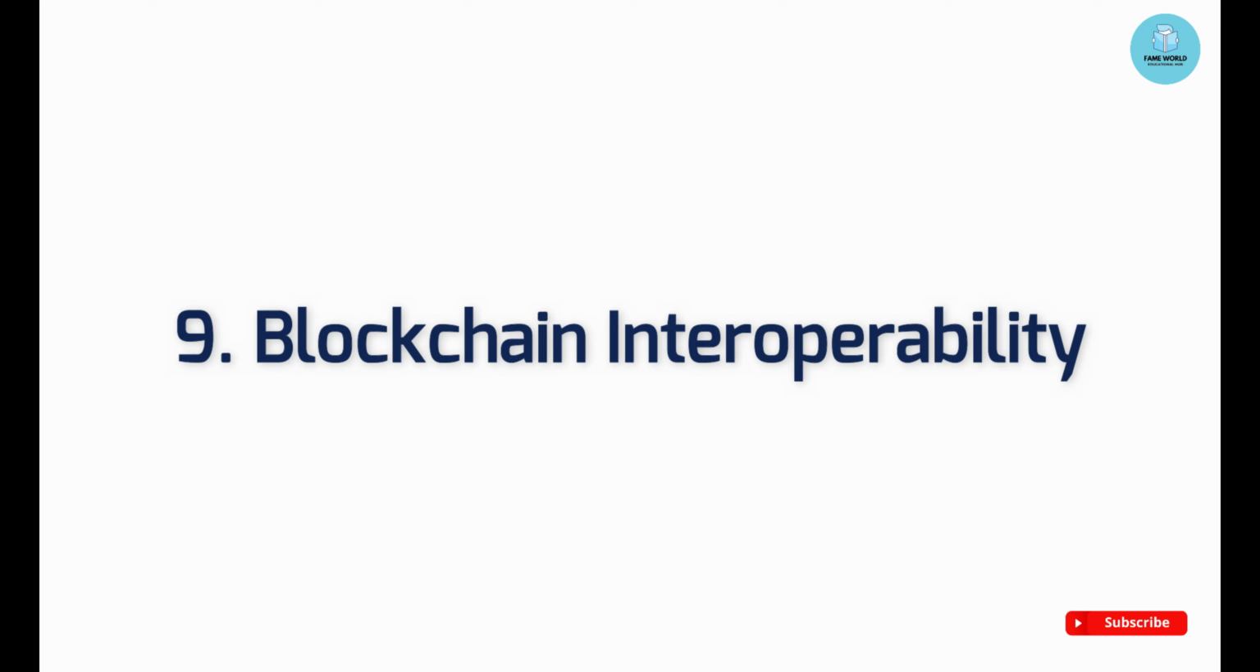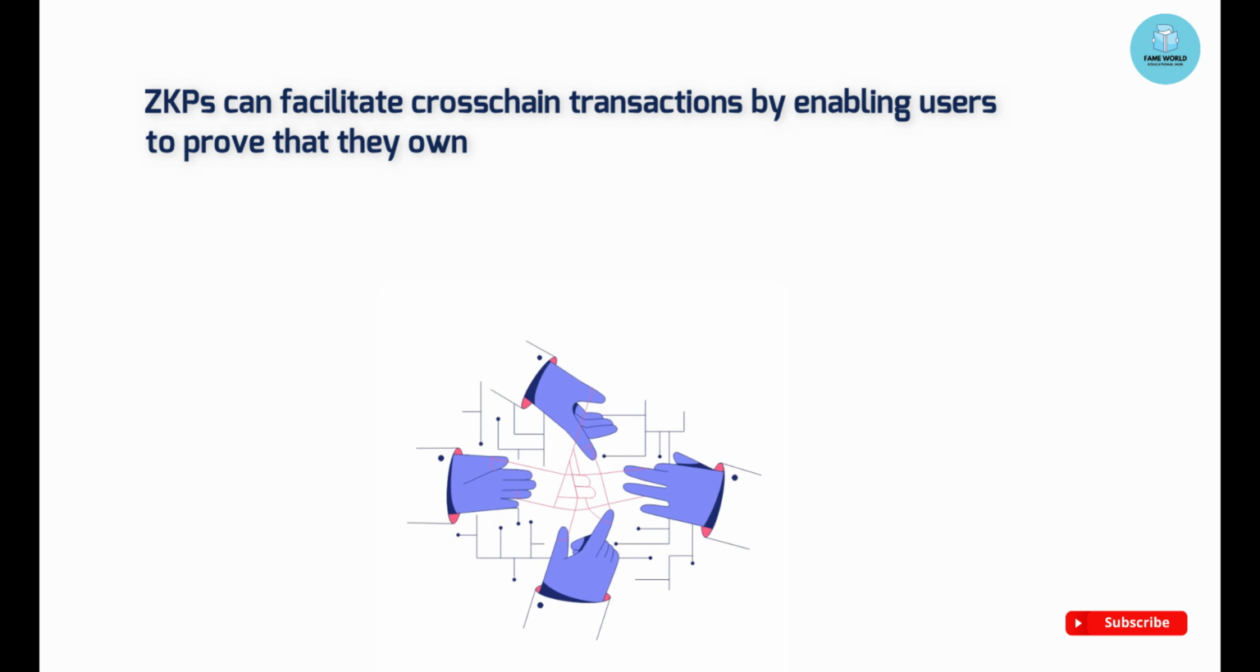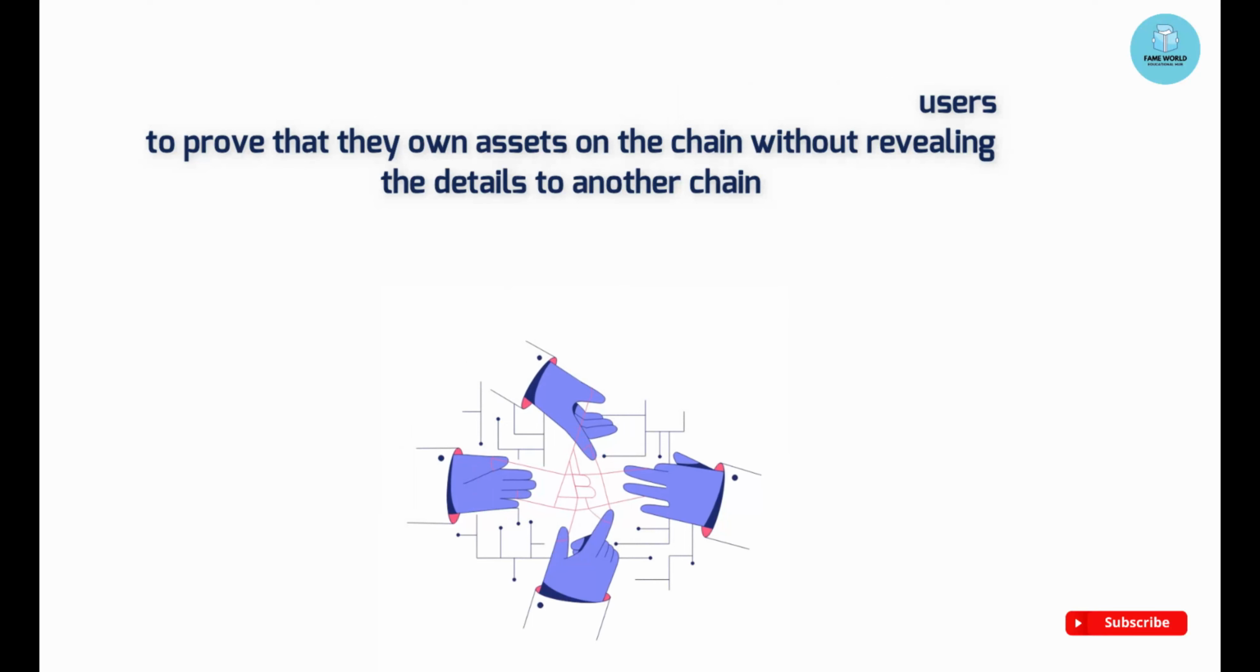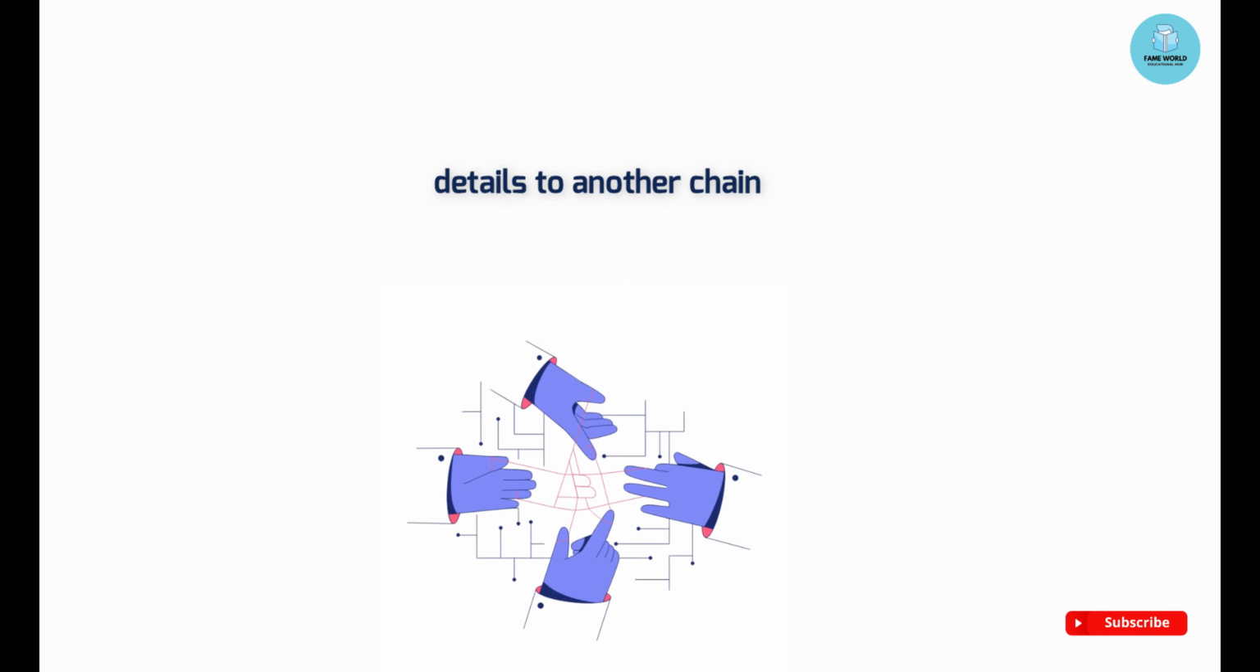Number 8. Blockchain interoperability. ZKPs can facilitate cross-chain transactions by enabling users to prove that they own assets on one chain without revealing the details to another chain.